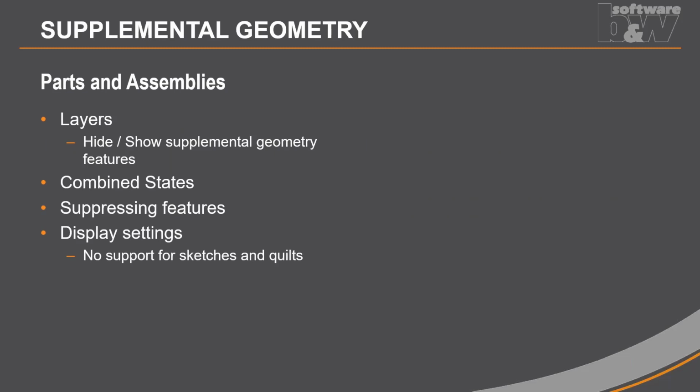For the supplemental geometry, you don't have to distinguish, so it's all the same. Layers is the most favorite mechanism to control the supplemental geometry. You can do it with combined states. You can suppress these features. And of course, you can use the display settings in your little in-graphics toolbar. That's not supporting sketches and quilts, and it's temporary.